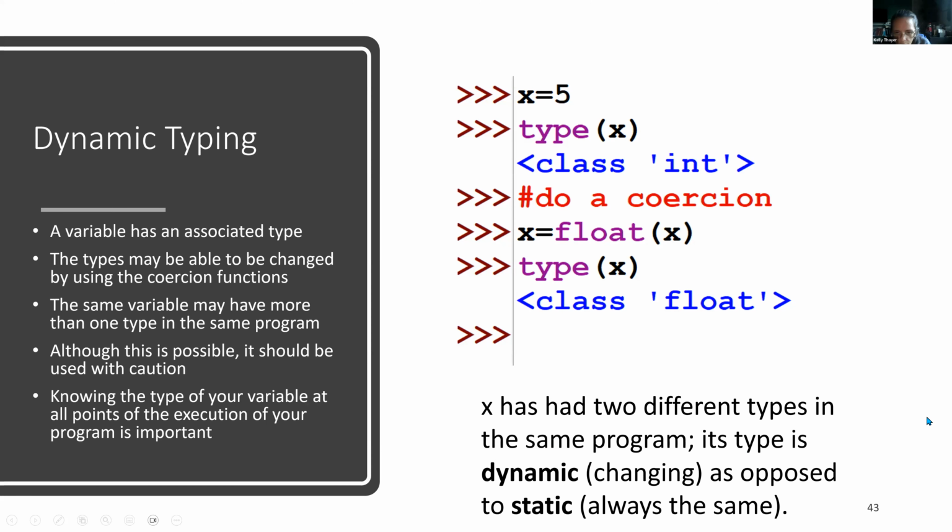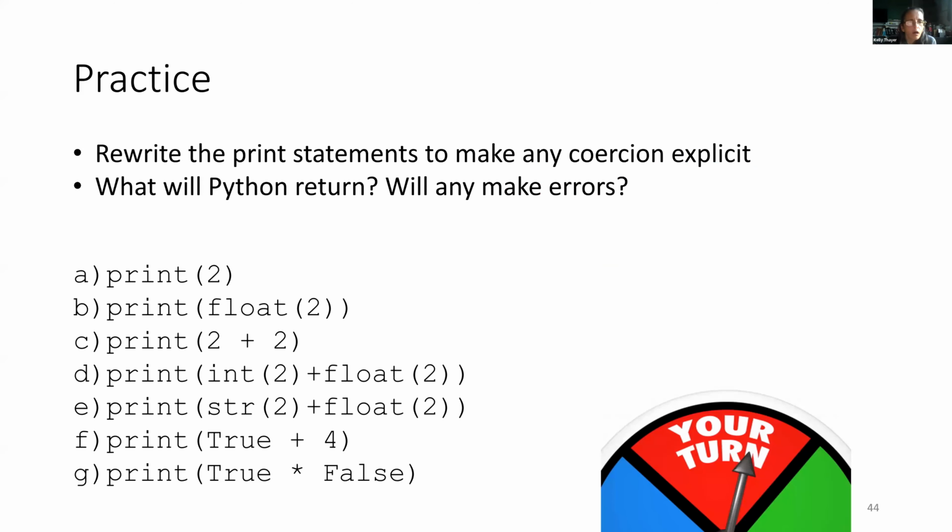X has had 2 different types in the same program. Its type is dynamic, that is, it's changing, as opposed to static, which is staying the same all the time. If you have any other programming experience, you may likely have encountered static typing, which is a feature of many other programming languages. All right, so here we can rewrite the print statements to make any coercion explicit.